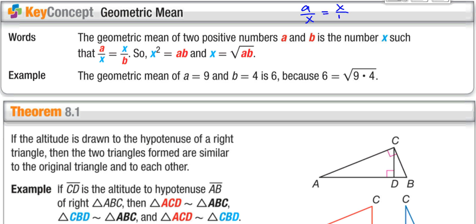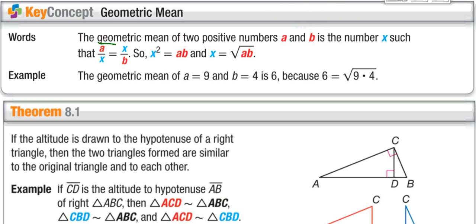When we cross multiply, a over x equals x over b, I get x squared equals a times b. Then I'm going to square root both sides, and since we're talking lengths, usually we use the positive square root, so x equals the square root of ab. That is very important in this section.